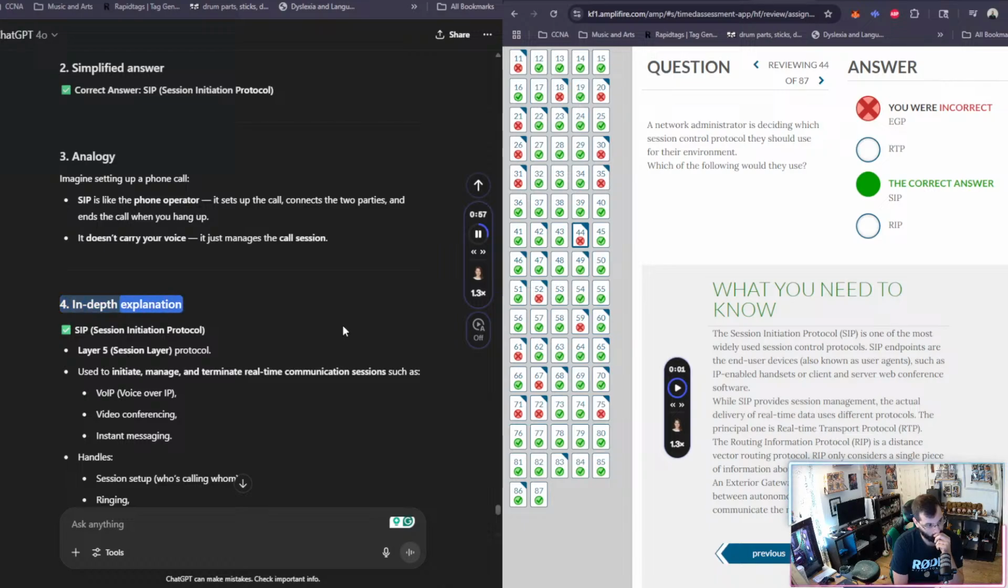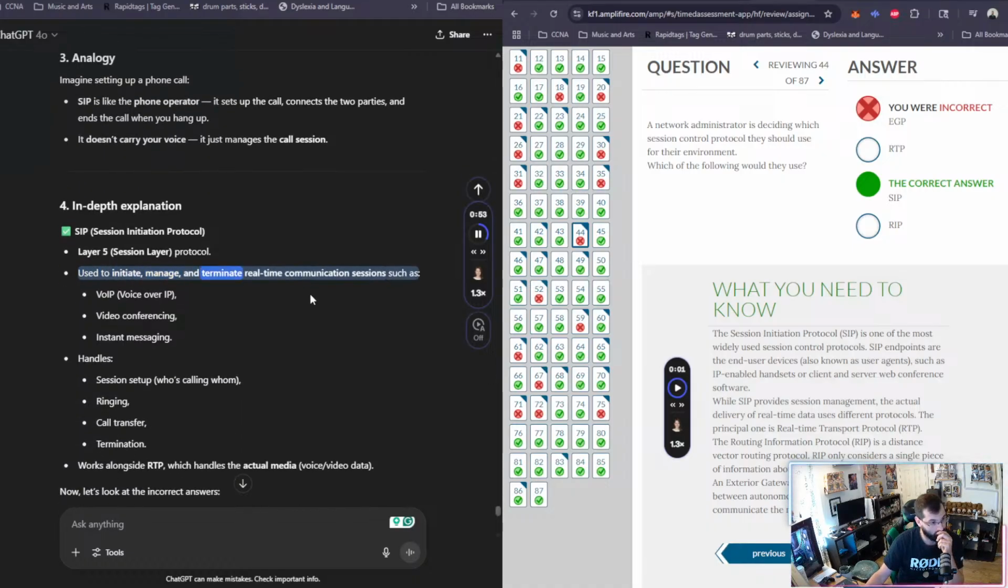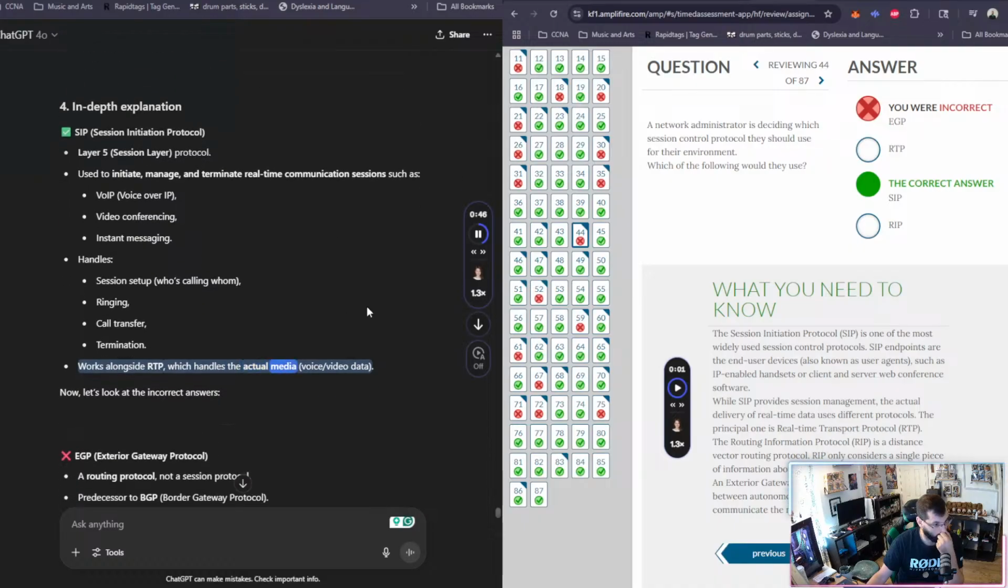In-depth explanation. SIP, Session Initiation Protocol. Layer 5, Session Layer protocol. Used to initiate, manage, and terminate real-time communication sessions such as VoIP, voice over IP, video conferencing, instant messaging. It handles session setup, who's calling whom, ringing, call transfer, termination. Works alongside RTP, which handles the actual media, voice and video data. So, like Discord would use SIP because it is voice over IP, it is video conferencing, it's instant messaging. It's literally all these things. And I guess Skype would be the same thing, although I don't think Skype exists anymore.